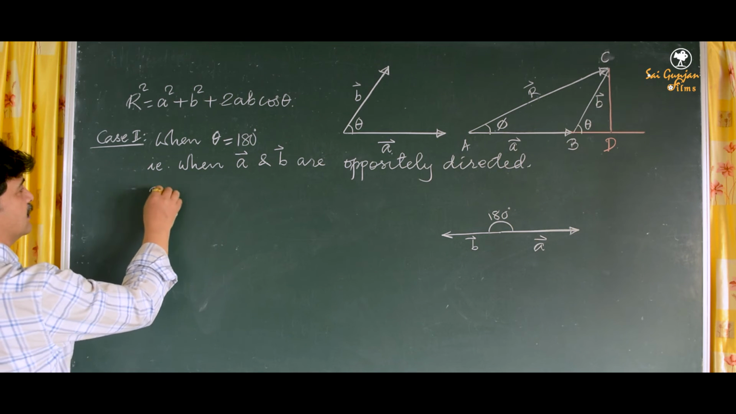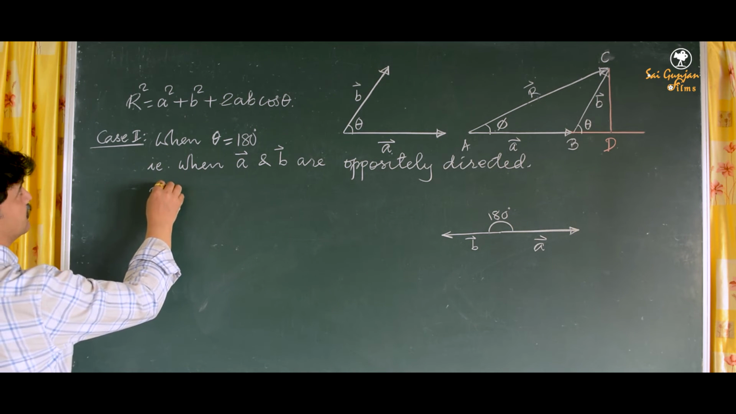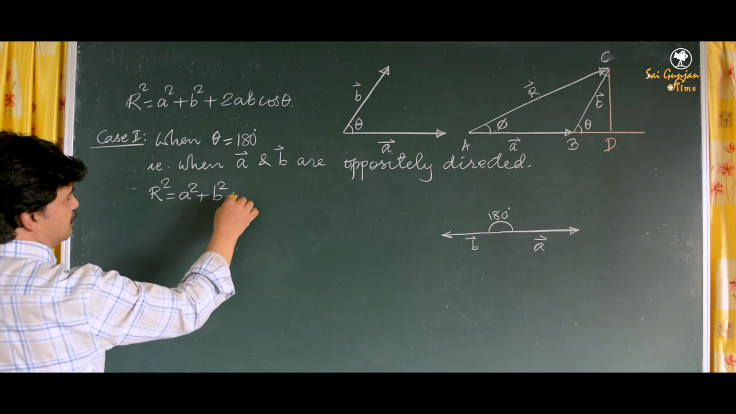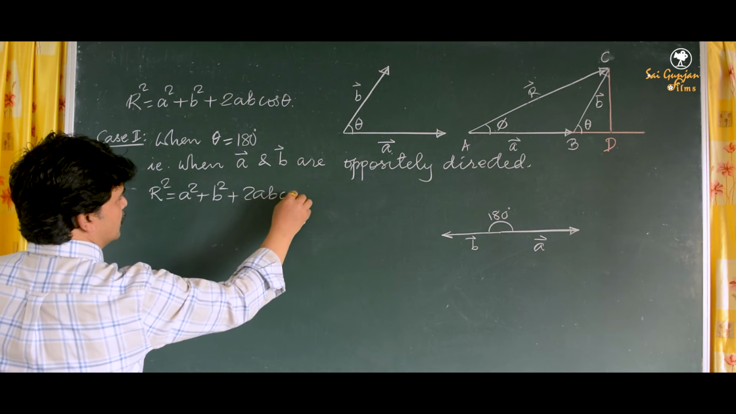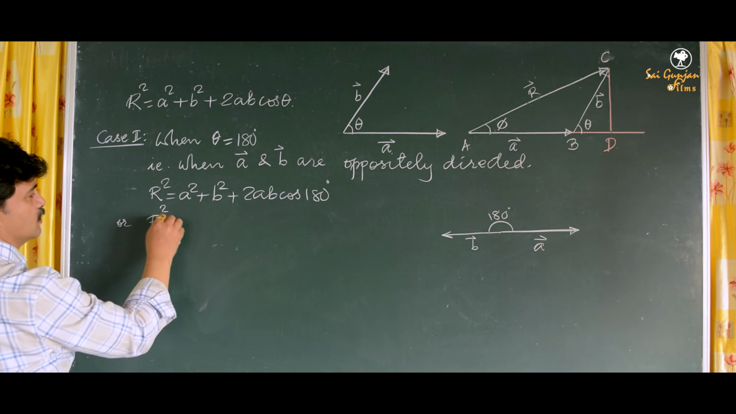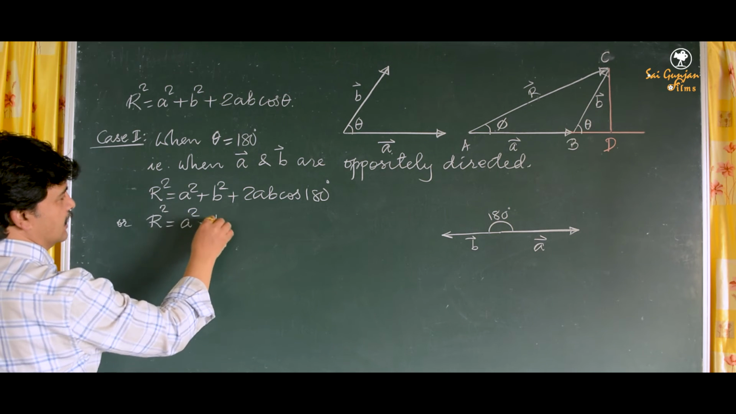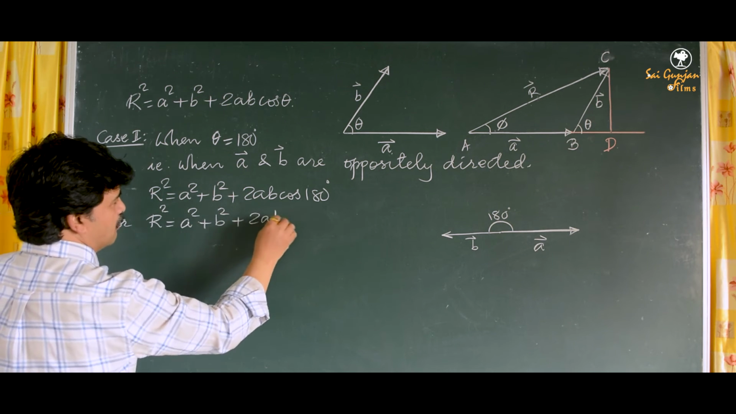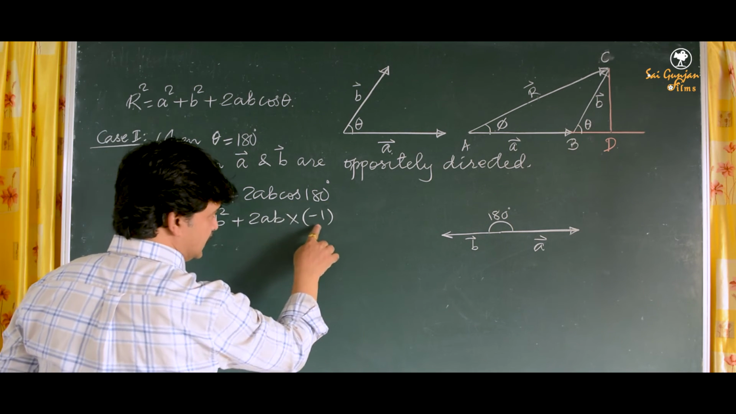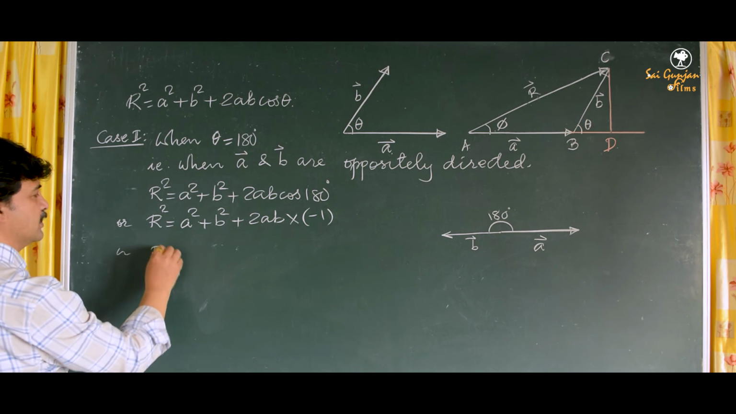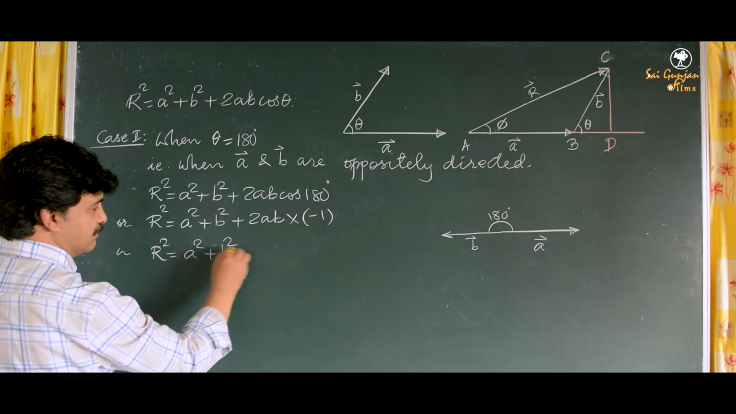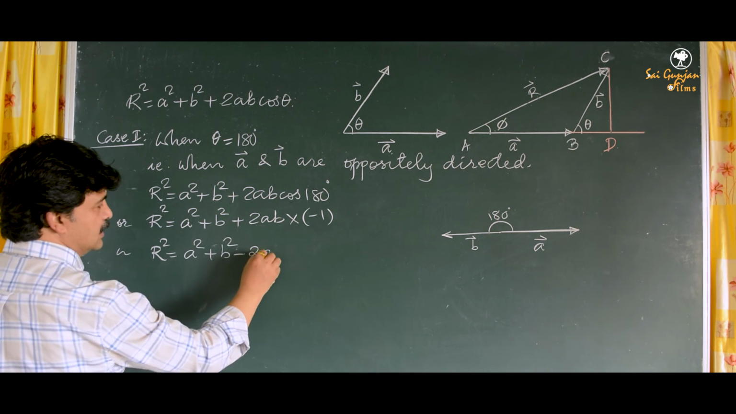Now let's find out r as we did before. R square is a square plus b square plus 2ab cos 180 degree. Now cos 180 degree is equal to minus 1. The value of cos 180 degree is minus 1. So when you multiply, you get minus 2ab into 1, which is minus 2ab.